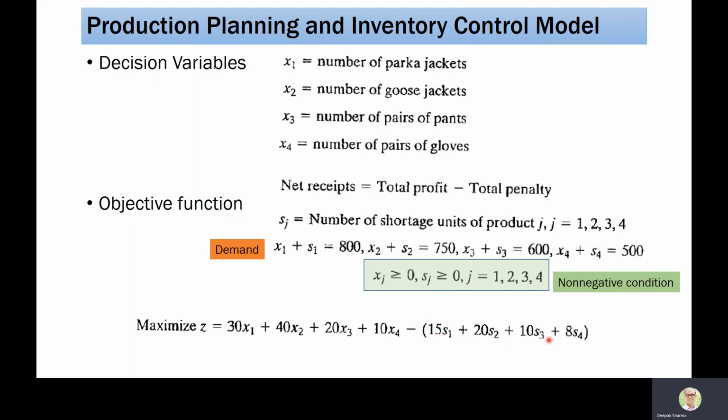Now these are the amounts on which we are going to get a penalty. So if S1 is the amount which we have not delivered of the Parka overcoats, then 15 into S1 will become the penalty. Similarly for the other products. So the profit minus penalty will become our objective function, and we want to maximize our net receipt.